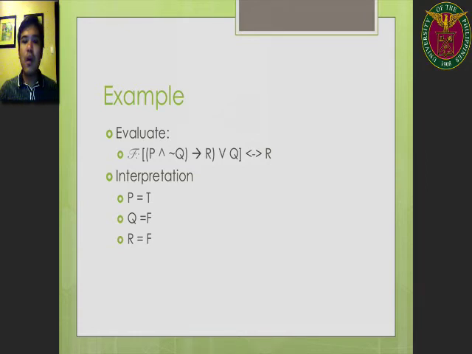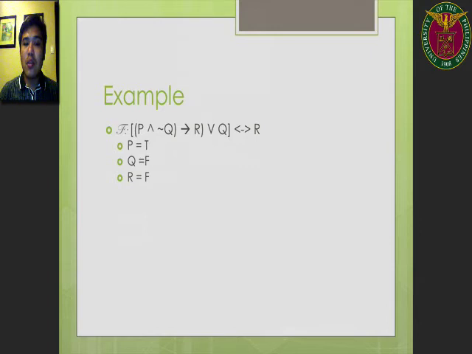So let's look at this example so that you can appreciate what interpretation really means. So let's pause for a while and not think about the truth tables. So let's try to evaluate the sentence F, which is P and not Q, implies R, or Q if and only if R. So here's the interpretation. Again, we talked about interpretation being the assignment of truth values to each variable. So here's the assignment. P equals true, Q equals false, and R equals false. So how do we evaluate this expression?